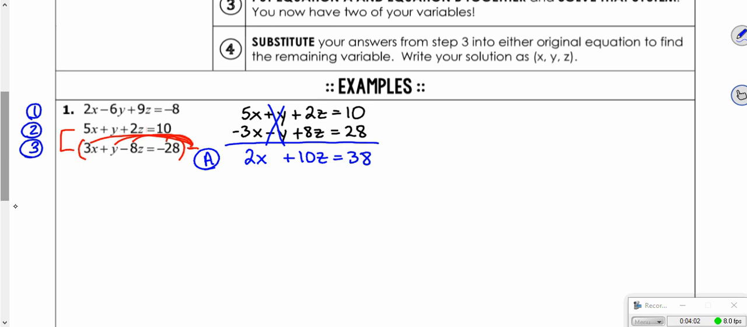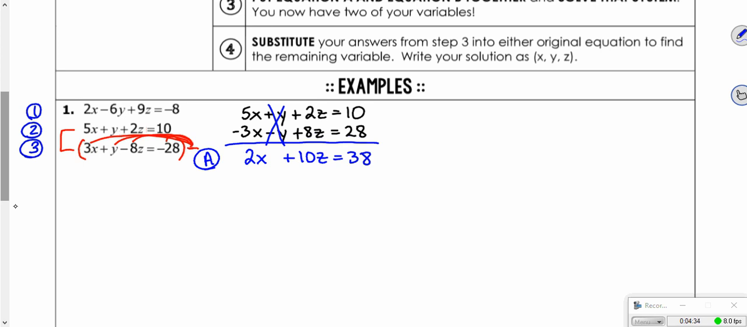It said choose 2 equations in which you can easily eliminate a variable, and then after you eliminate, call it equation A. So now we eliminated the y's. Now we have to eliminate the y's again, but using 2 different equations. We can't use 2 and 3 again. We have to either use 1 and 2 or 1 and 3. So looking, I'm just going to use 1 and 2, I think, just because they're next to each other.